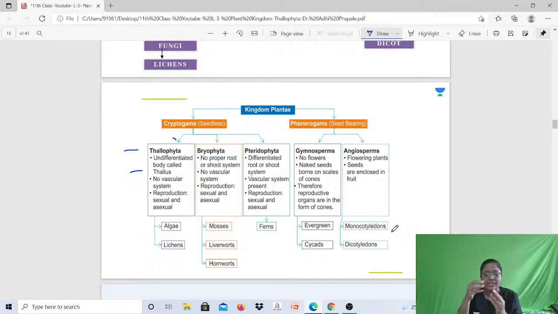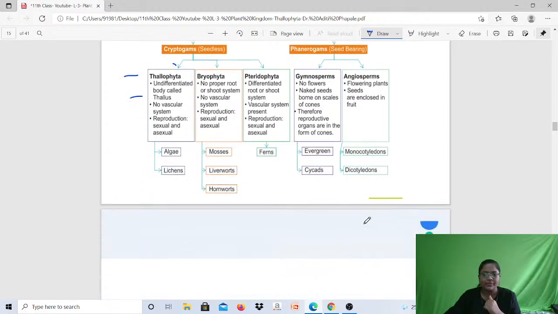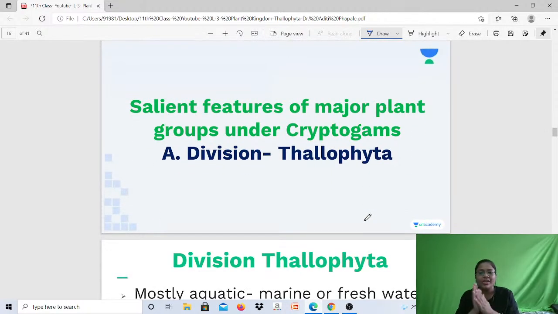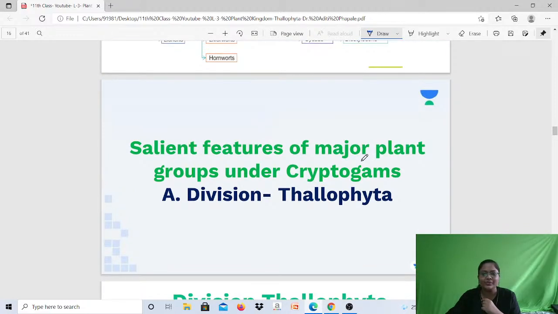Now, when the seed germinates, you get only one small young leaf out of it, and then the entire plant grows out of it. In dicots, di is two, as I said, so two cotyledons are present in the seed. When these seeds germinate, you see two small young leaves coming out, and then the entire shoot system develops. So remember this.